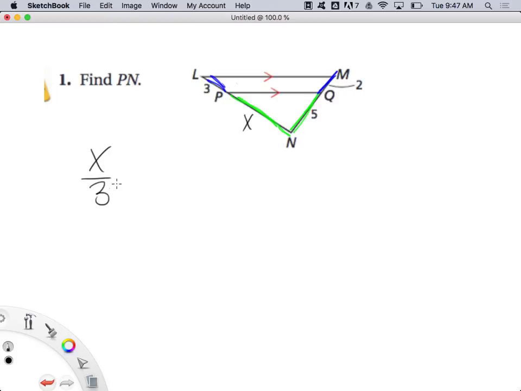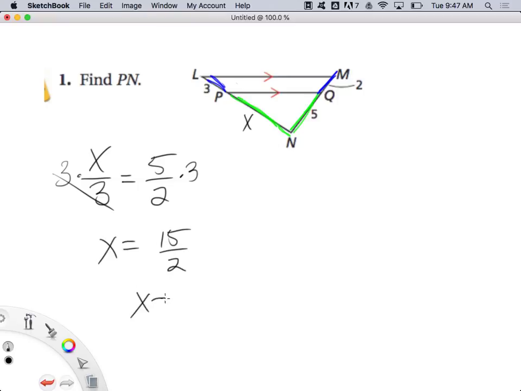So x over 3 equals 5 over 2. Multiply both sides by 3. And I get x equals 5 times 3 is 15 over 2, or x equals 7.5. I don't have to cross multiply because x is on the top. I only cross multiply when x is on the bottom. Does that make sense? Since x is on the top, I just multiply by the denominator on both sides, and I get x by itself.